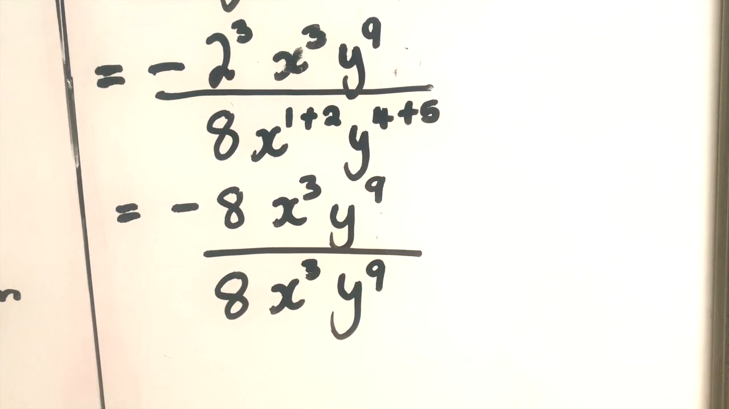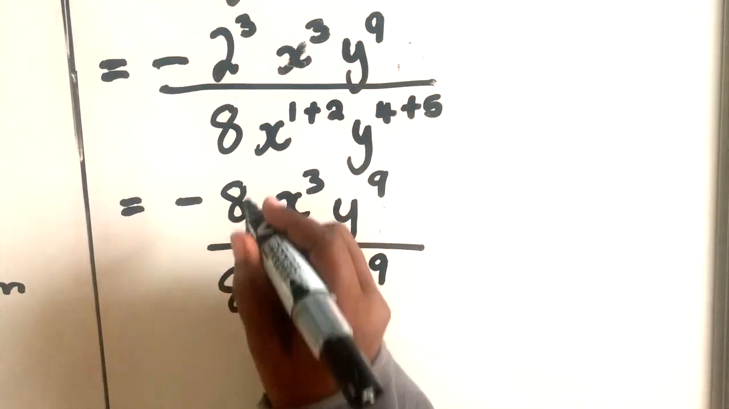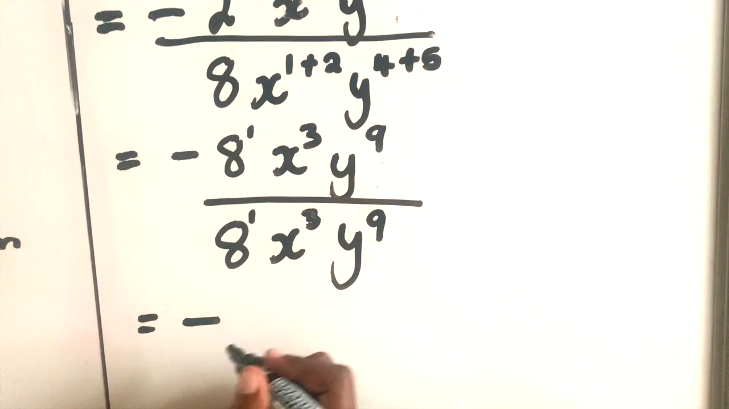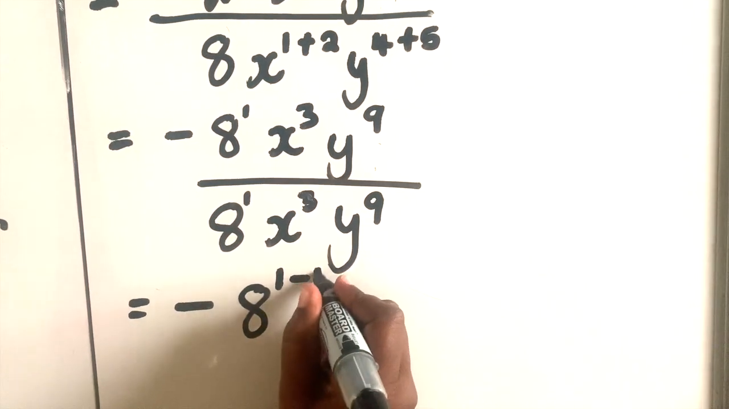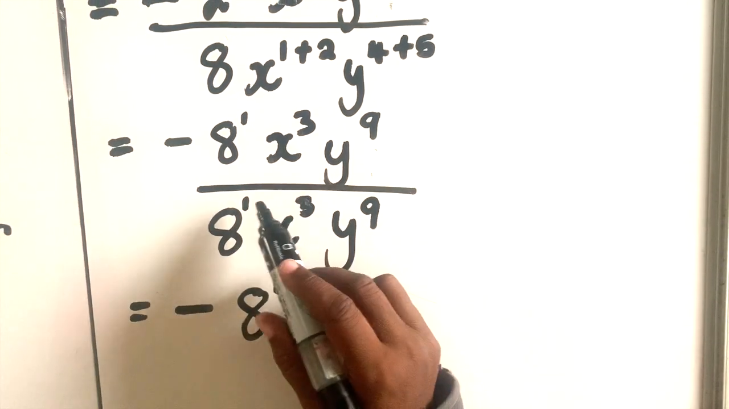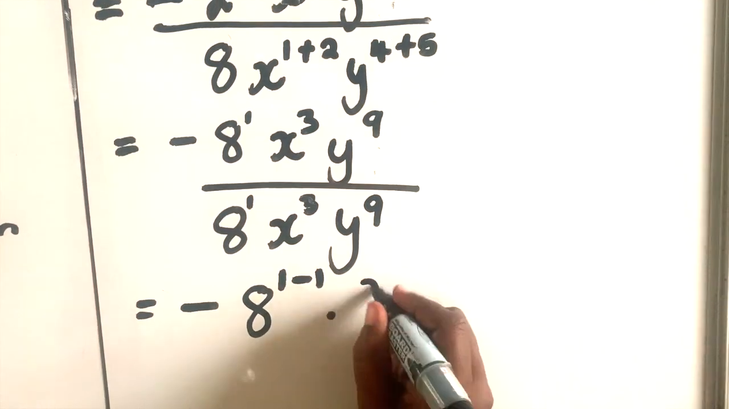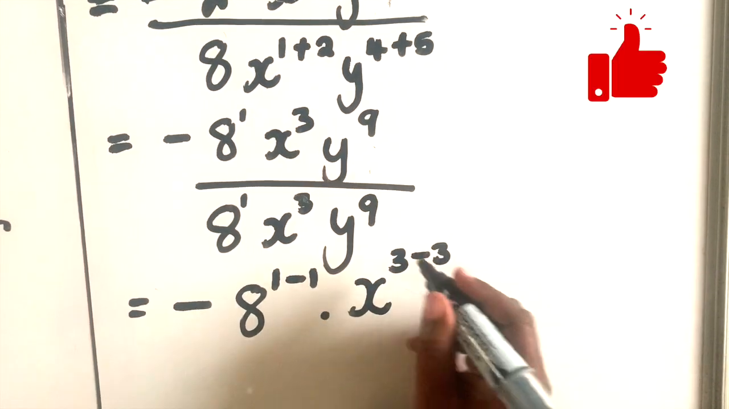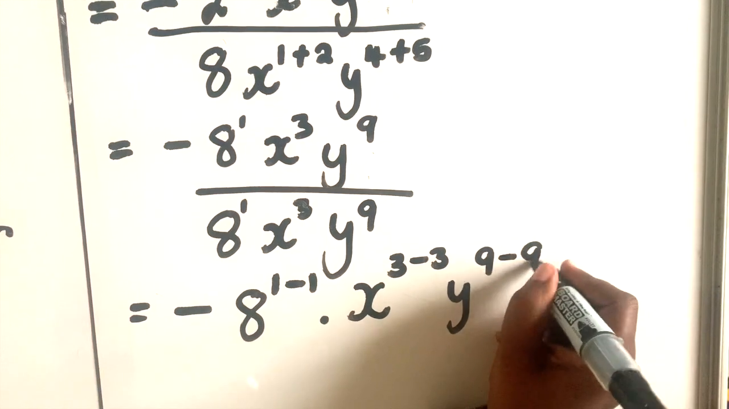Right? Now, with the numbers, the power here is 1 and the power here is 1. And here we are dividing. So we'll have minus. I have 8 to the power 1 minus 1, because I'm dividing. The law says when you're dividing, you subtract the powers. So it's 1 minus 1. Multiplied by x to the power 3 minus 3. Multiplied by y to the power 9 minus 9.